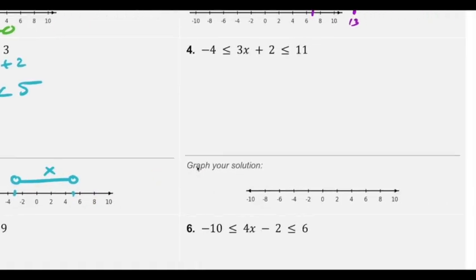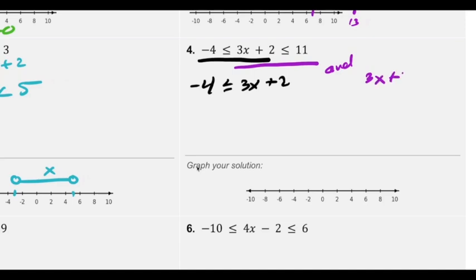This one I do the other way just to show you the opposite way. So again, you could do another way. You could do these two: -4 is less than 3x plus 2. And then you could do these two: and 3x plus 2 is less than or equal to 11. Again, this is showing you so you can see another way of doing it.